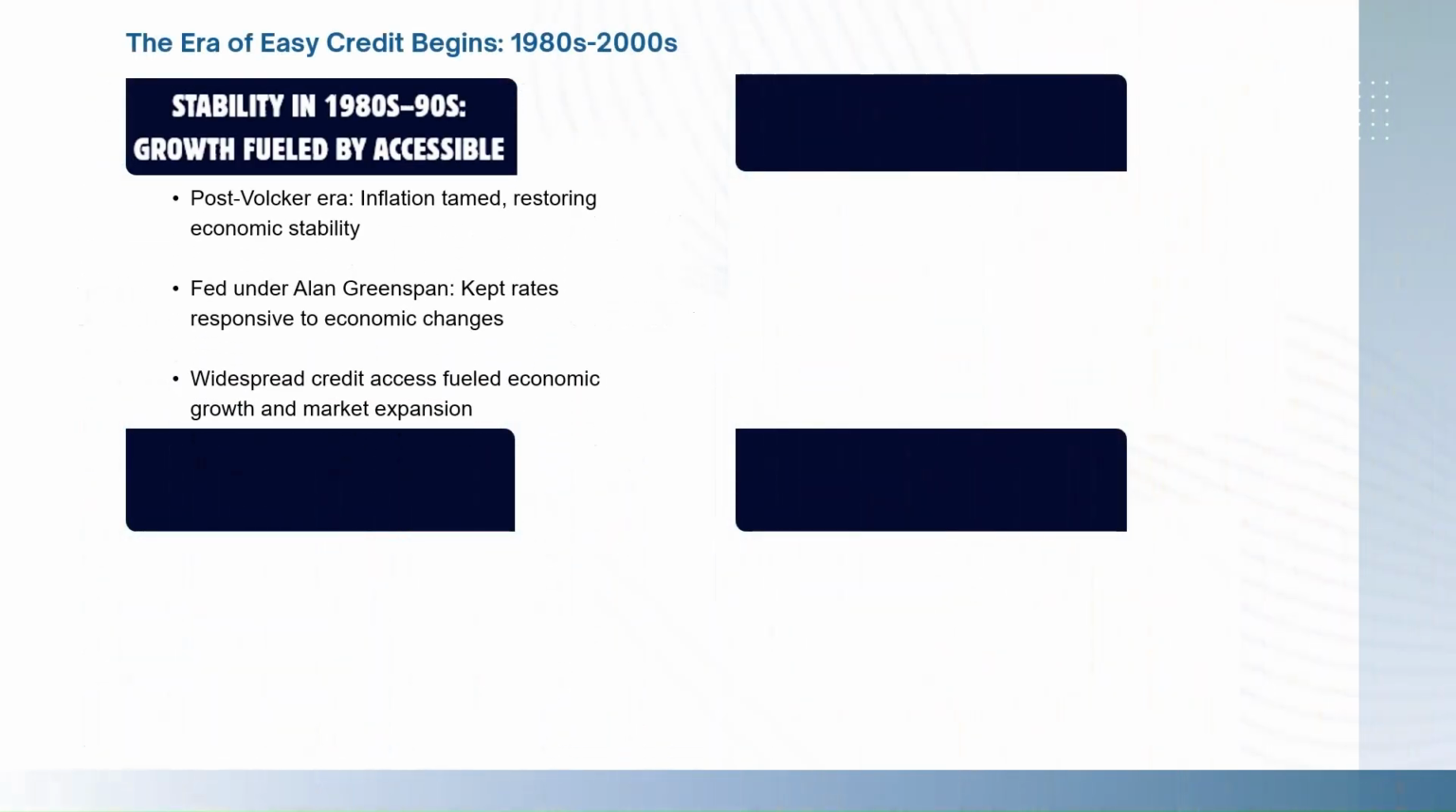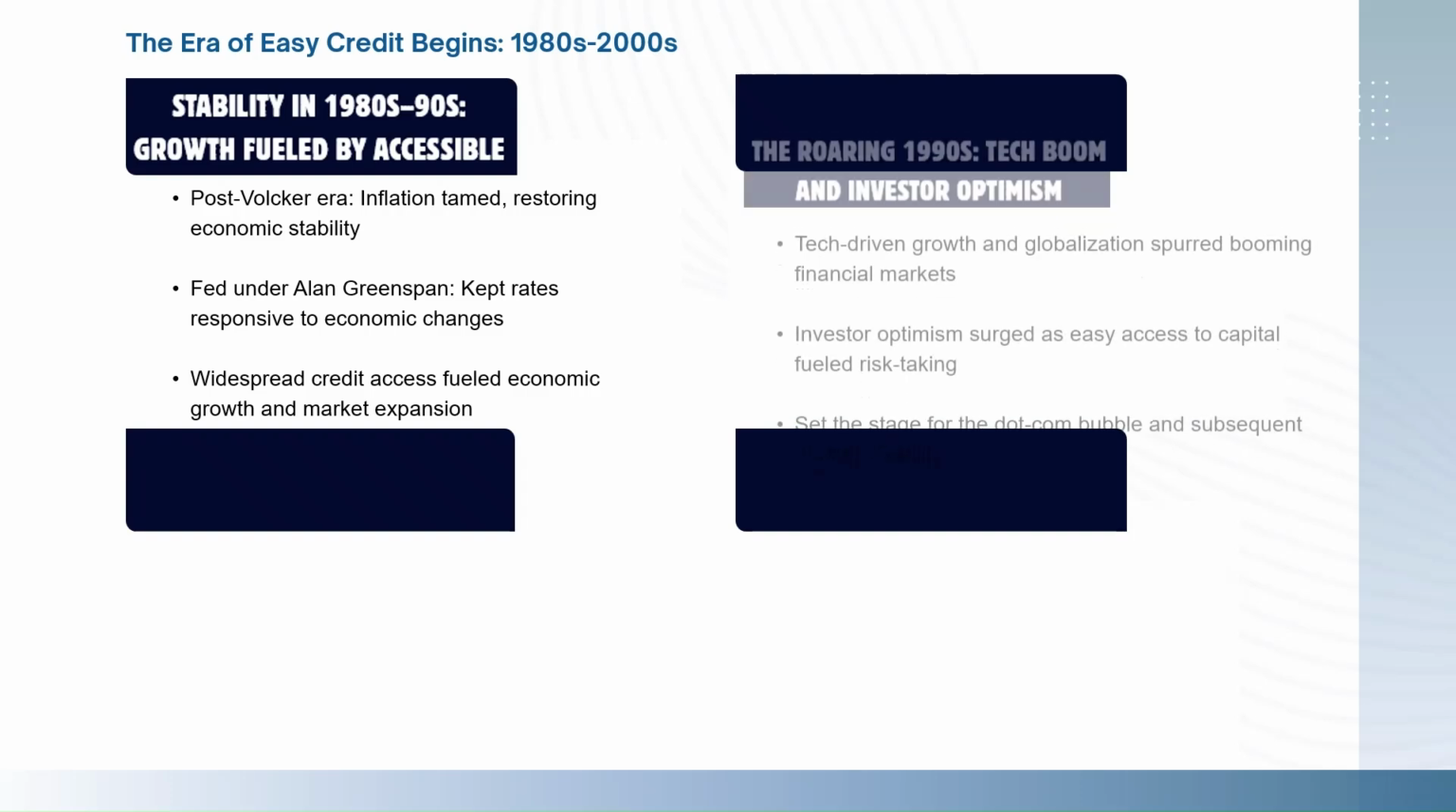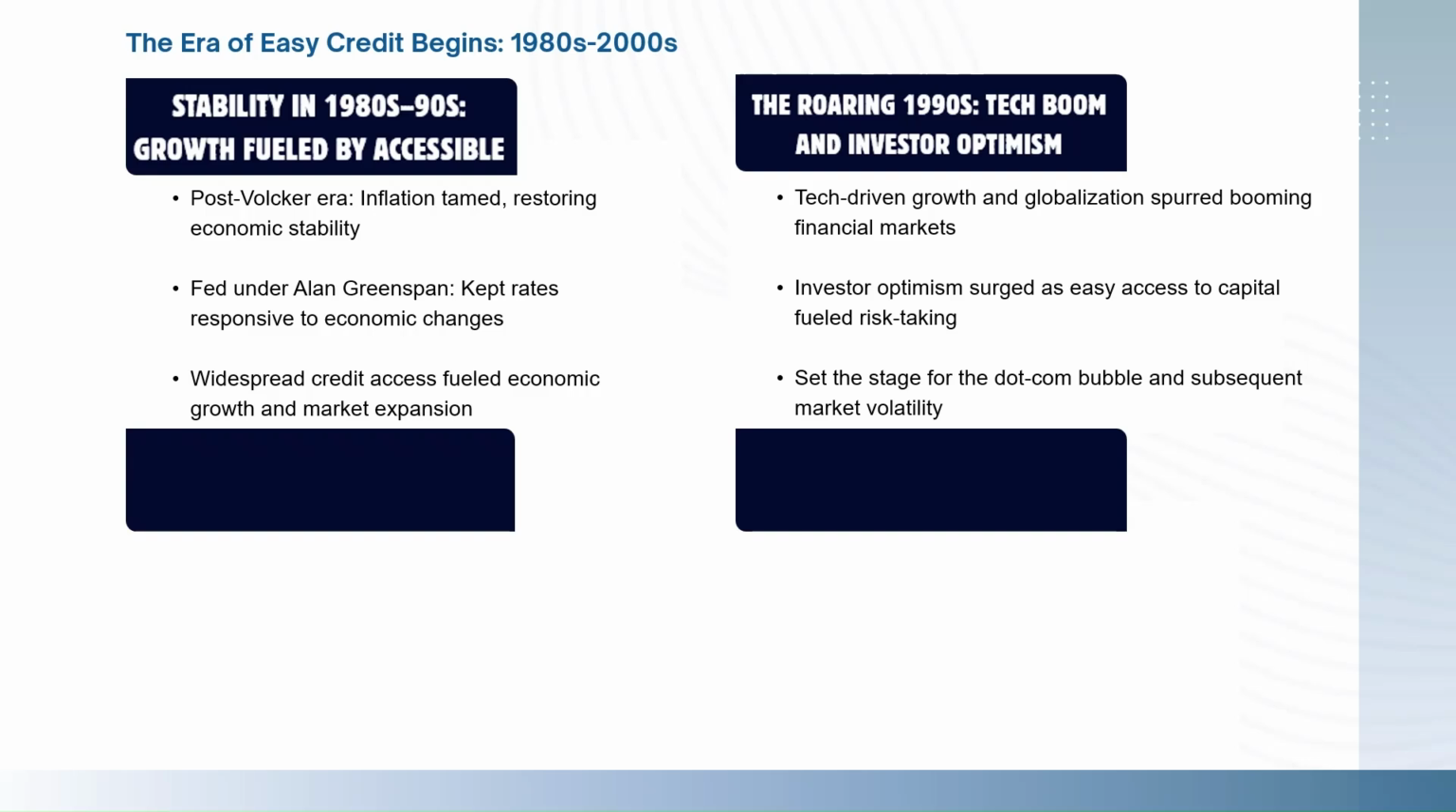By the 1980s and 1990s, inflation was finally brought under control, and then interest rates became more flexible under Alan Greenspan. And this easy access to credit fueled strong economic and market growth. In the 1990s, the tech boom and globalization drove investor optimism. Risk-taking soared as capital became more accessible, setting the stage for the dot-com bubble.